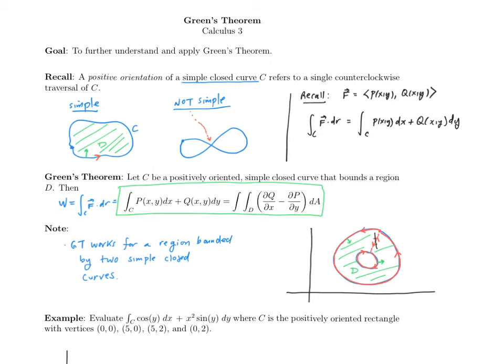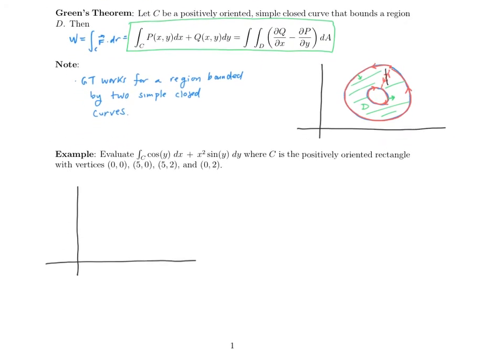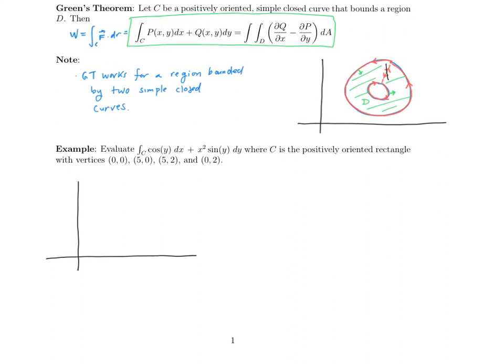Let's finish up our introduction into Green's theorem by looking at an example. And a typical example involves a line integral to evaluate, and that line integral can be given as it is here, or it could maybe be describing the work done by a vector field, where in this case C is the positively oriented rectangle with vertices at (0, 0), (5, 0), (5, 2), and (0, 2). So 5 in the x direction, 2 in the y. So we have a rectangle indicated in blue, and it has a positive orientation.